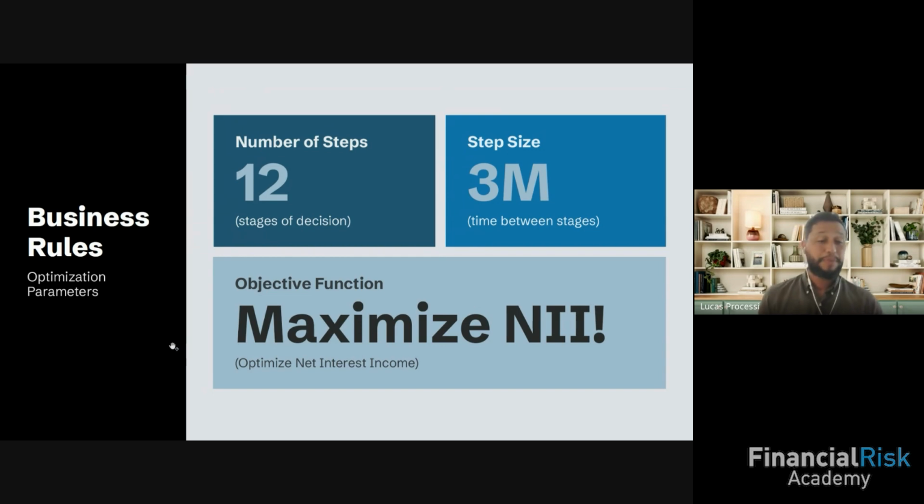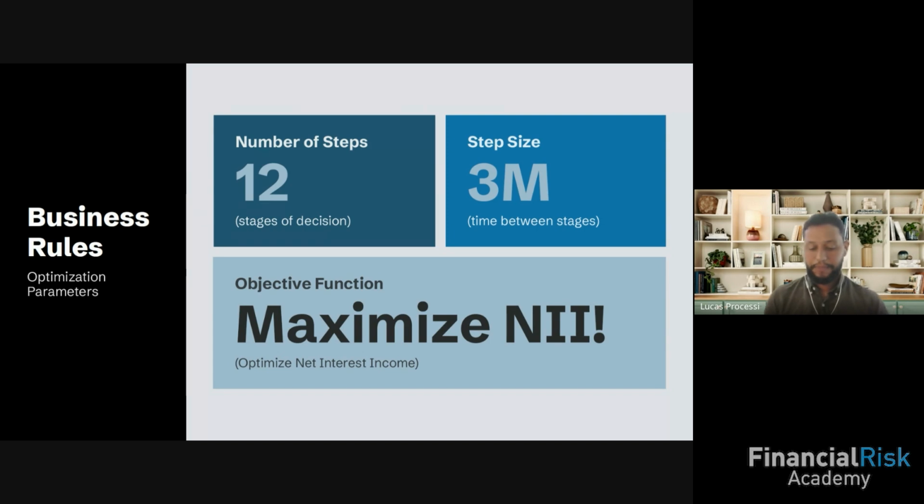The main parameters of the model are that the number of steps is 12. So the model is going to have 12 stages of decisions. It's going to decide 12 times to roll over the portfolios and how to roll over the portfolios optimally. The step size is 3 months, so we are going quarter by quarter. And the objective function is to maximize NII, okay?